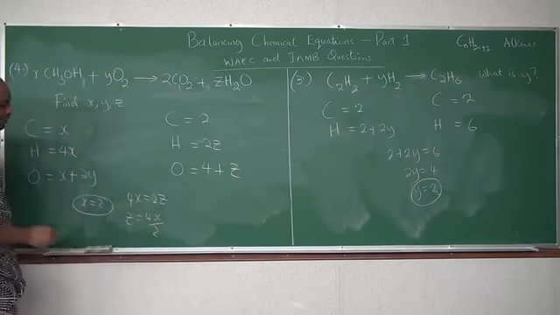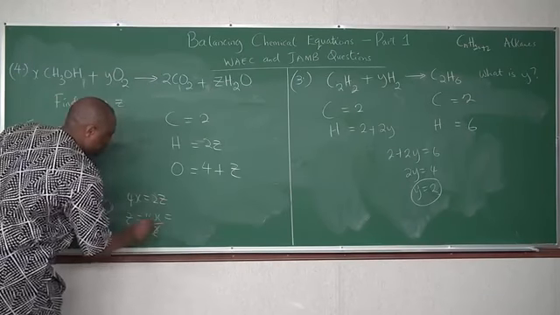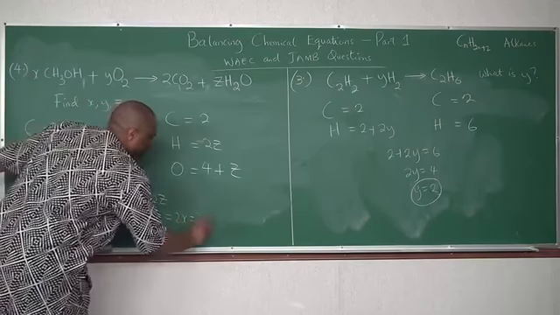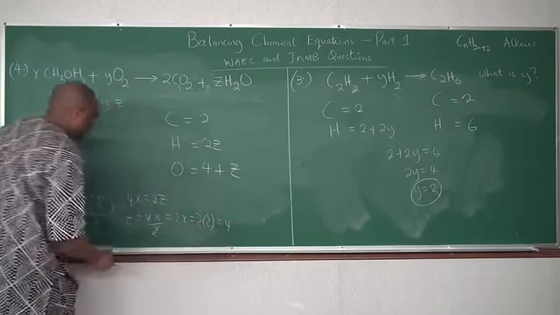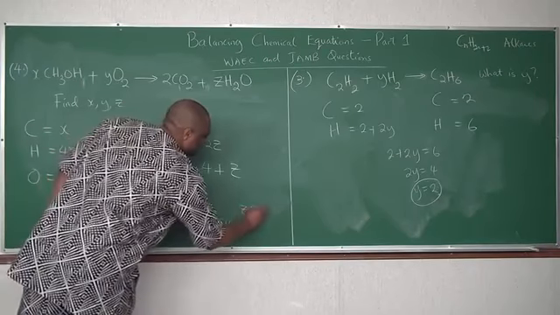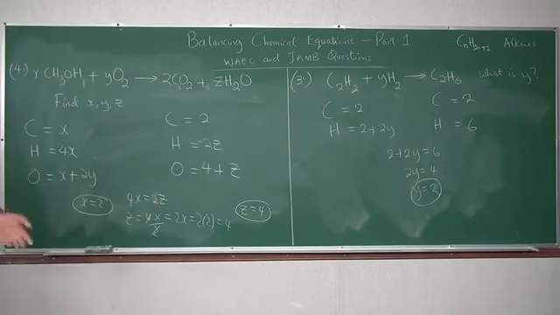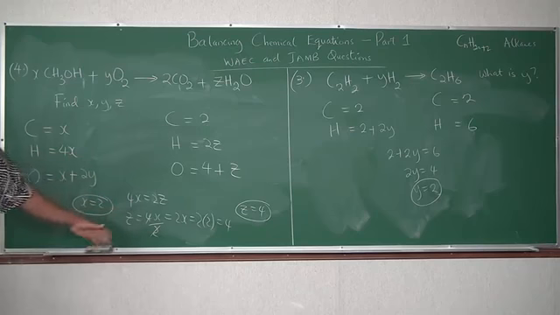Z is 4X over 2, which is 2X. 2X, which is 2 times 2, which is 4. Z is 4. I hope you know how to do linear equations, because you must know how to do linear equations to do this.